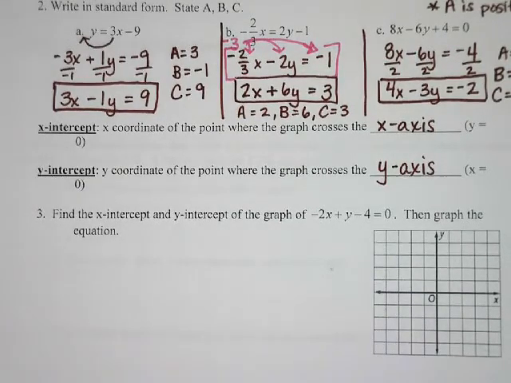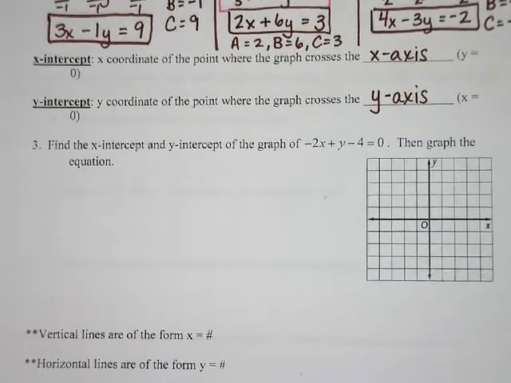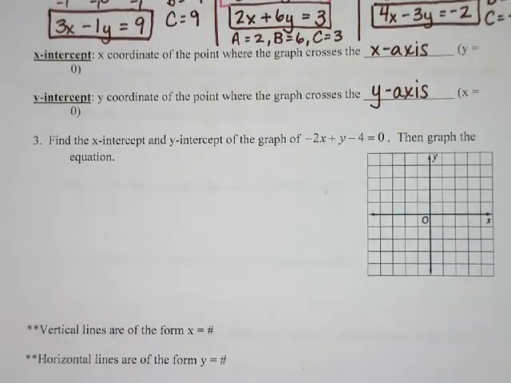The nice thing is that when it's in standard form, I can graph them by intercepts. And you're going to hear me call it the cover-up method. Okay? So look at number 3 there. Number 3 says find the x-intercept and the y-intercept of the graph, negative 2x plus y minus 4 equals 0.